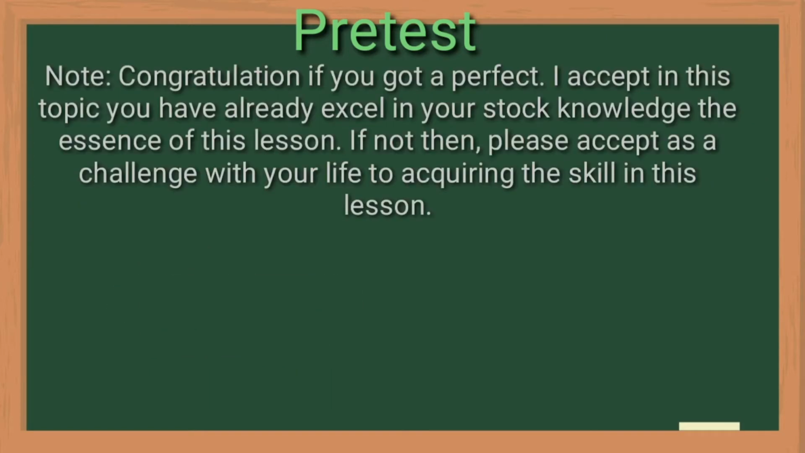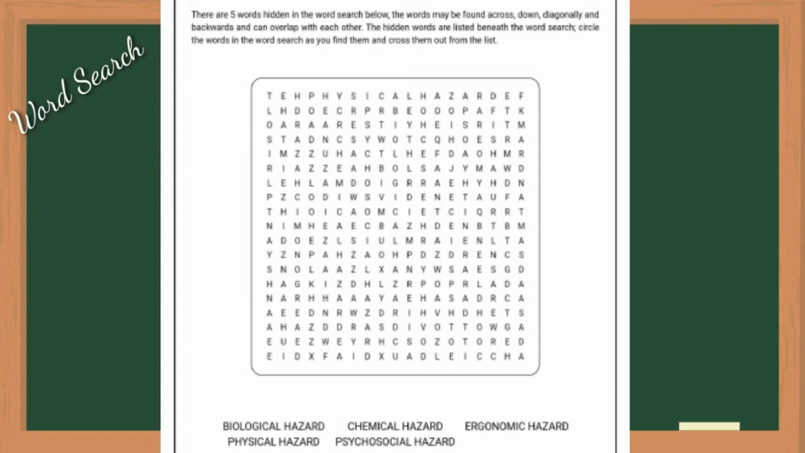Now count your score. Did you get a perfect score of 5? If not, don't worry, because I have a lot of prepared activities for you. In the next activity, which I named word search, the picture I've shown on your screen is a pool of letters. There are 5 words hidden in the word search.